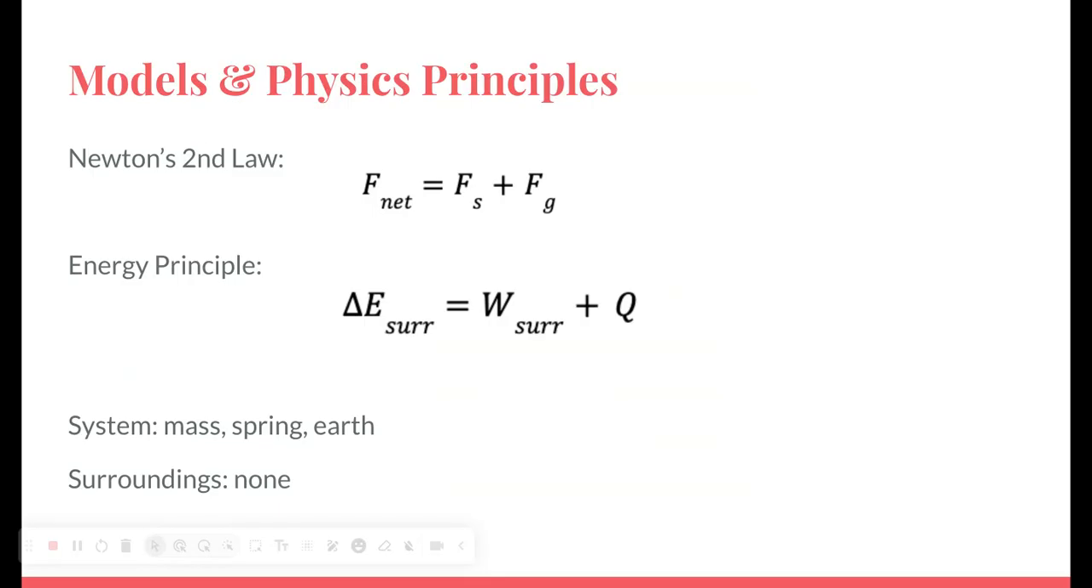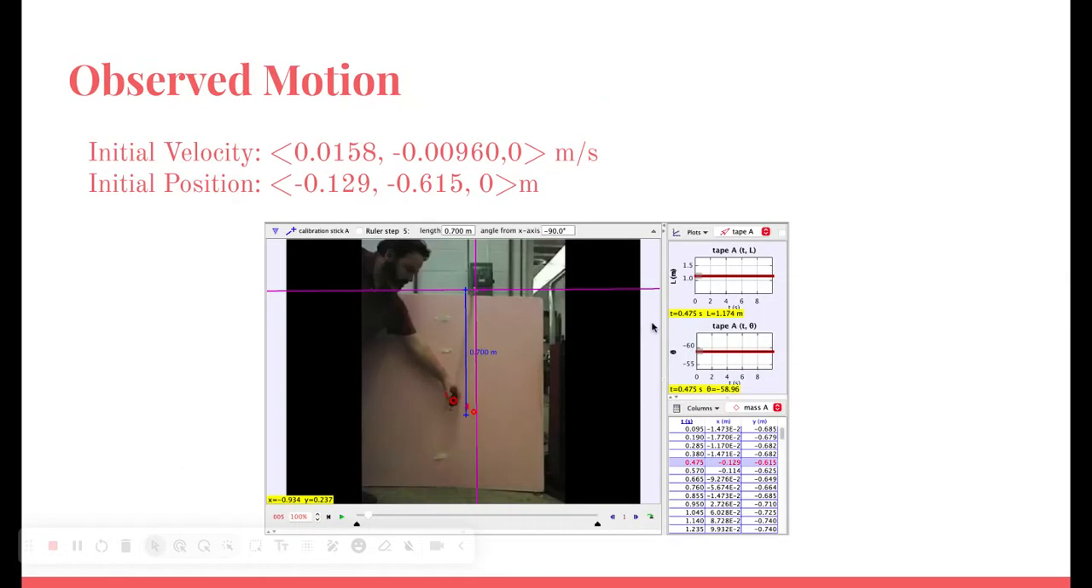First is Newton's second law, where the net force is equal to the spring force plus the gravity force, because these are the only assumed forces acting on the object. And the energy principle, where the change in energy is equal to the work done on the system by the surroundings plus the heat. The system is set to be the mass, spring, and Earth, and the surroundings are set to be none, because if everything that is giving a force on the object is in the system, it keeps the energy principle constant at zero.